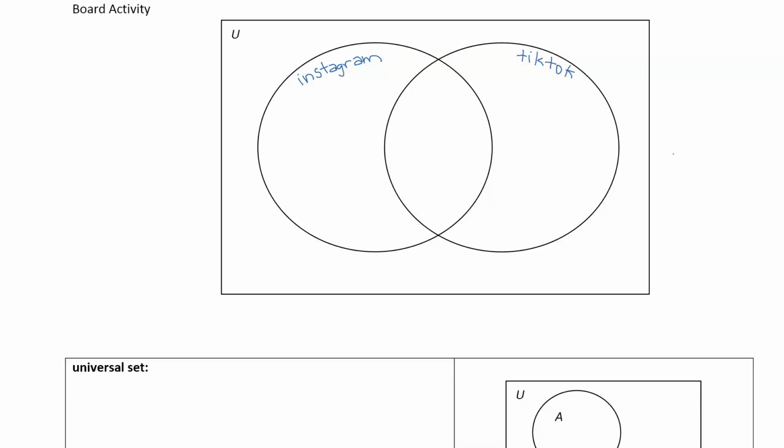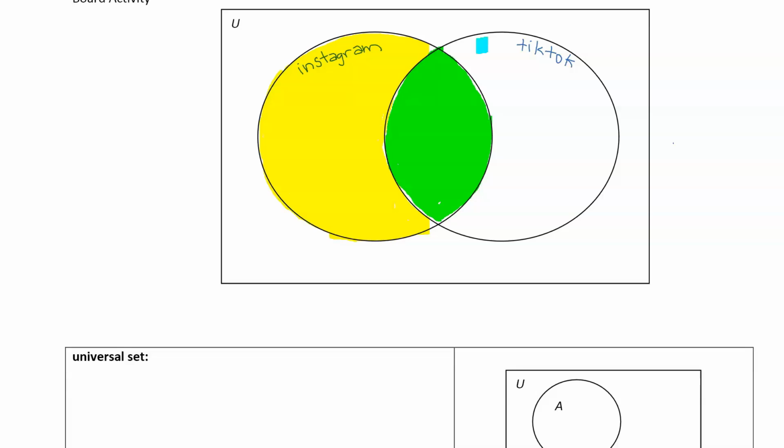I would like you to take a quick moment and think about where would you put your name on this picture? Did you decide? Where would you put your name here? Well, let's start with the middle. If you put your name in the middle, this means that you use both Instagram and TikTok. If you put your name on the left part of the circle, you are only an Instagram user. And if you put your name in the right-hand circle, you are only a TikTok user.